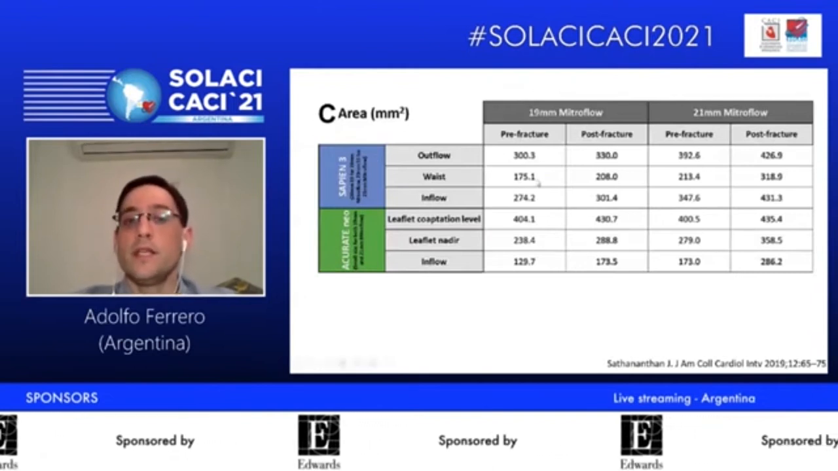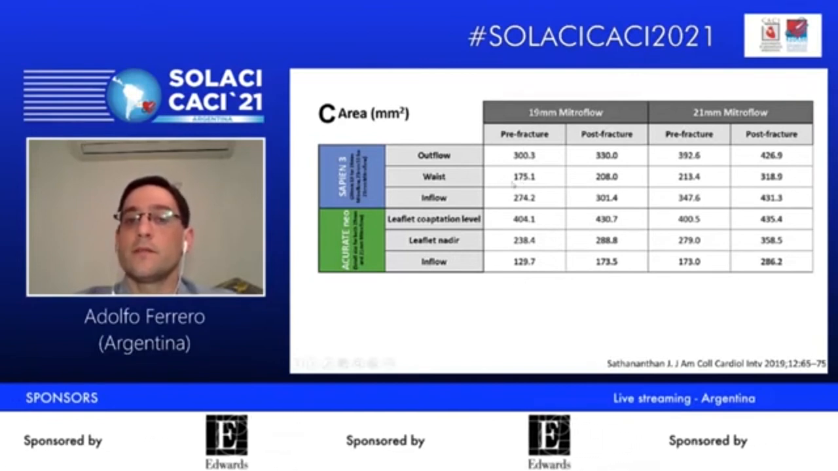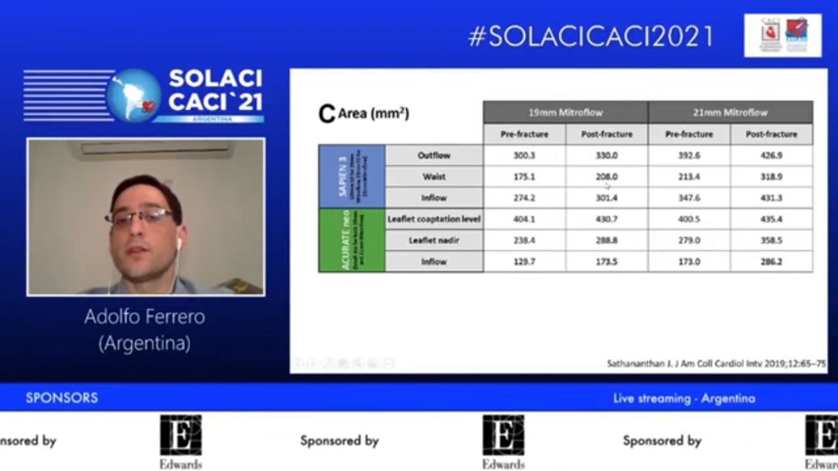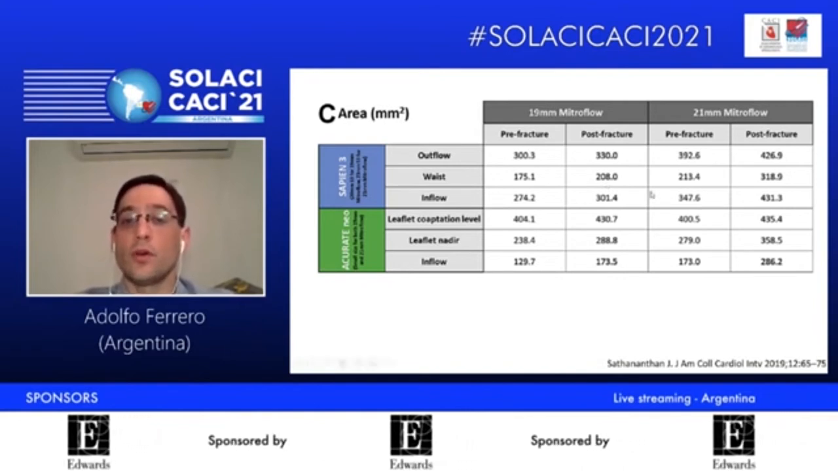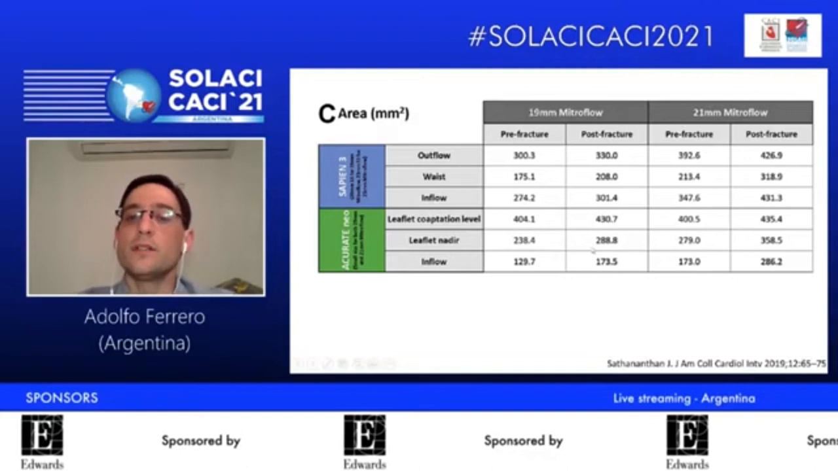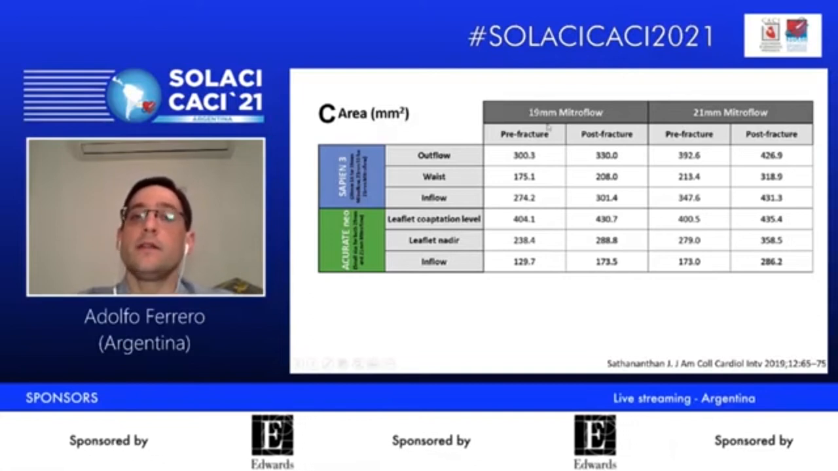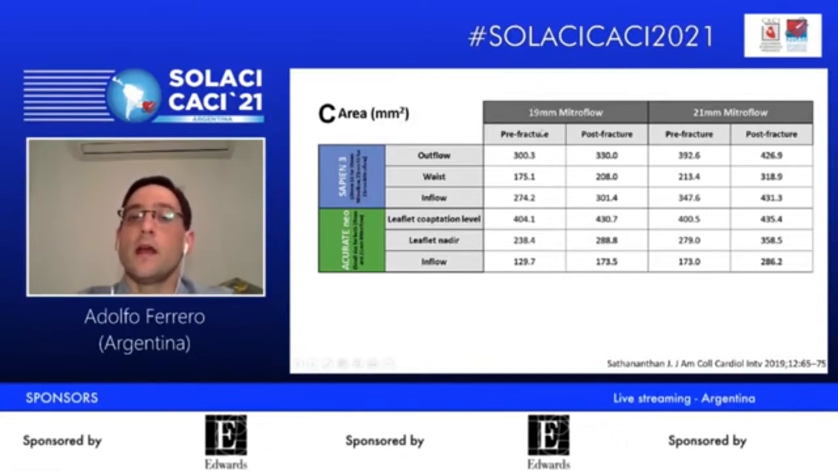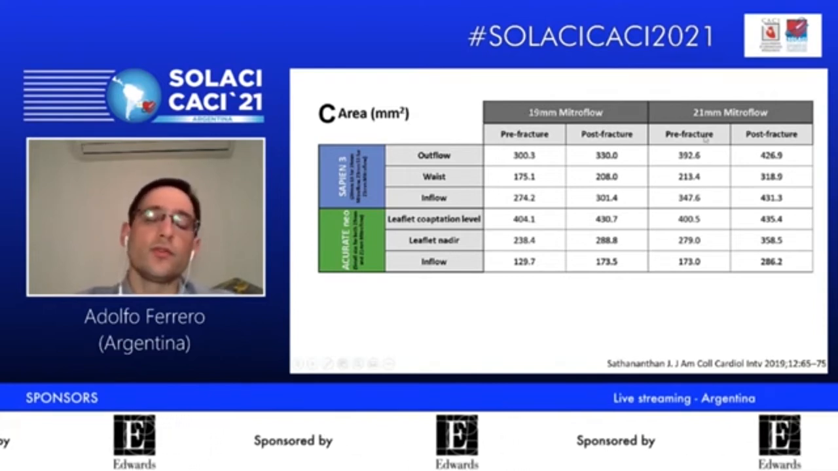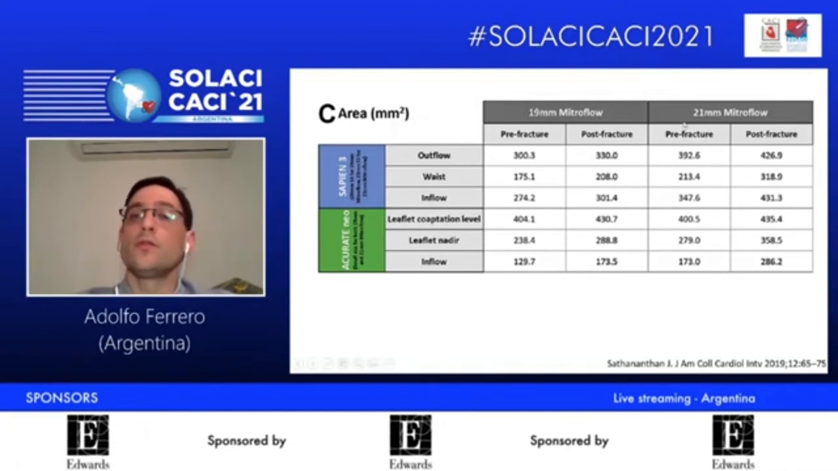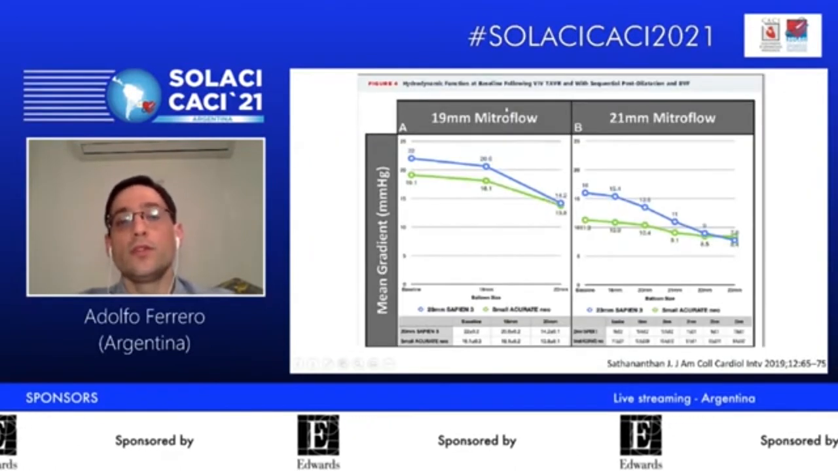And take a look at this area. They increased the area. They started with this number. Let's say the waist is this number. They increased 10%. Yes, more or less 30 millimeters is more or less 20%. And also here, 20%. And the same in mitral flow. So they put the valve in and they broke the valve with a 20 True balloon and a 22 True balloon, and they increased the area.